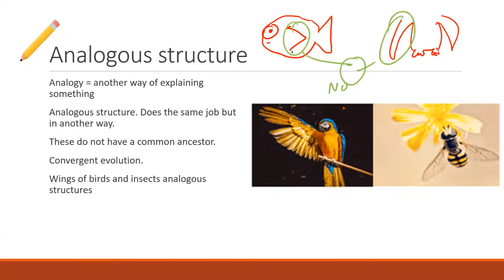So there just happens to be, this is the best structure for the job. So that's why we call this an analogous structure. It does the same job, but in a little bit different way. This is called convergent evolution.